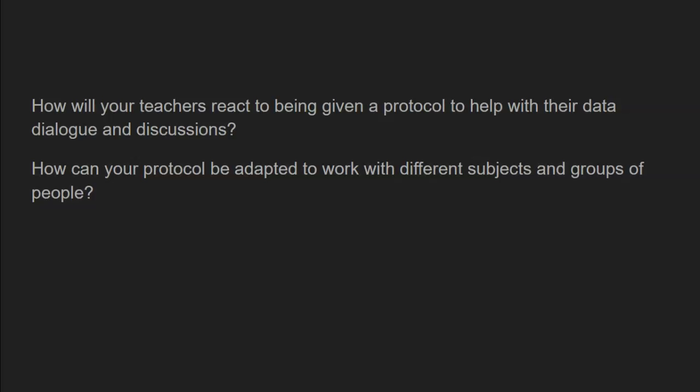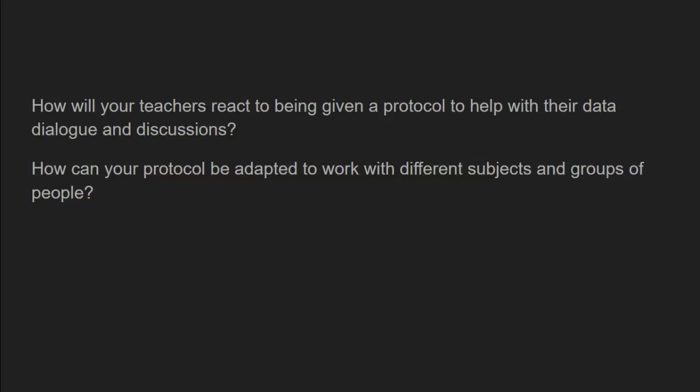So how will your teachers react to being given a protocol to help with their data dialogue and discussions? I think they will be really receptive to it because it gives them a direction instead of just saying, hey, here's this data, do what you have to do with it. I think having a structure to how we look at data is very beneficial because it gives staff and teachers a direction in which to go. And when they have a direction to go, then they will be more inclined to participate in the analysis and the discussion of the data and what we want to try to do.